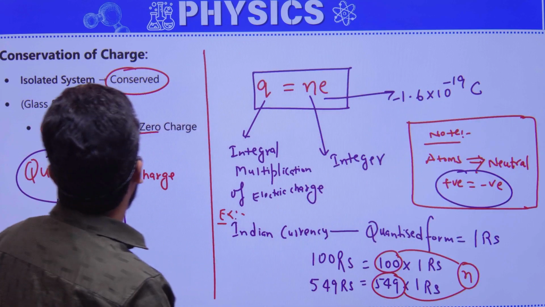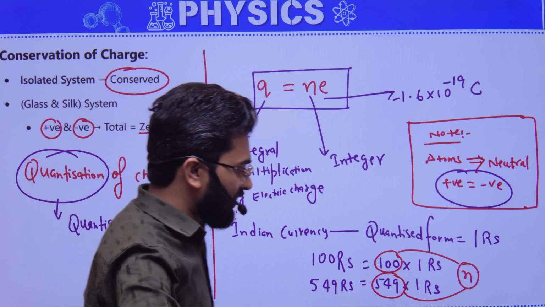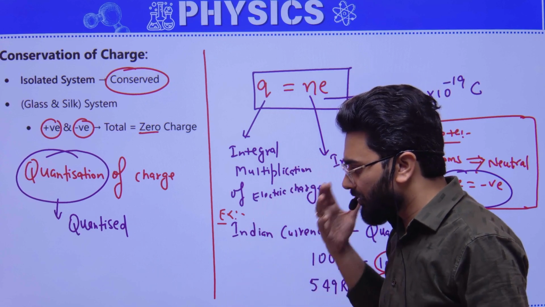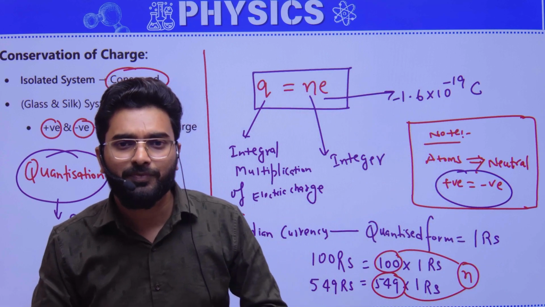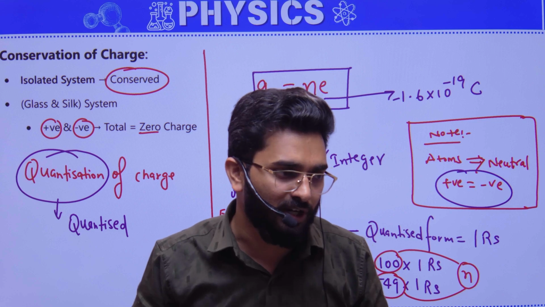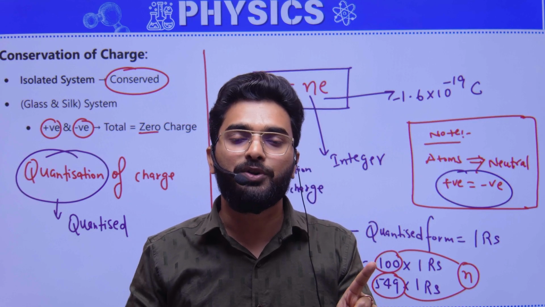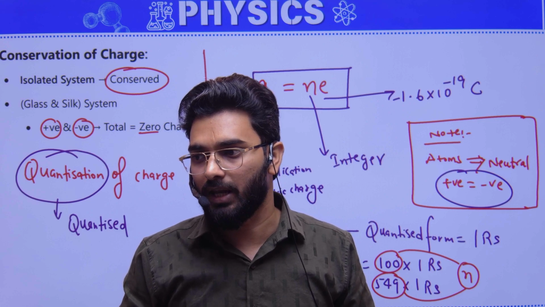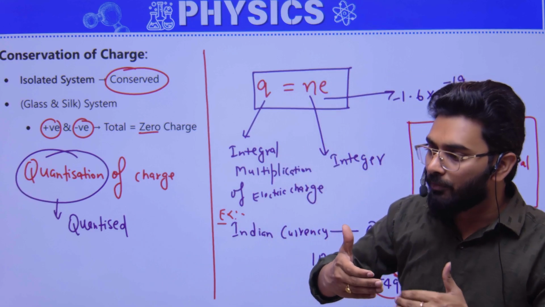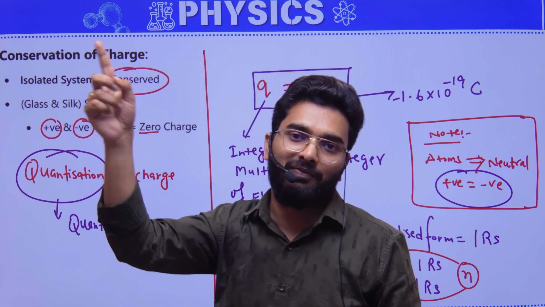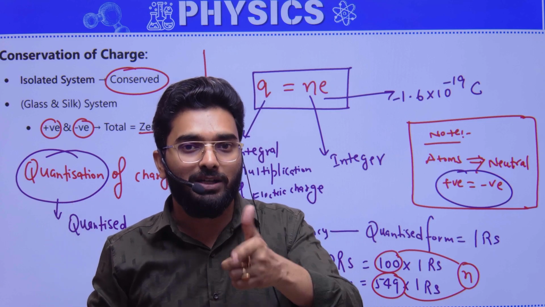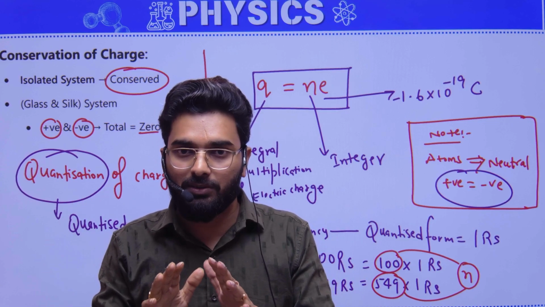Next, conservation of charge, like conservation of energy and conservation of mass. You studied conservation of energy. What is conservation of energy? Energy can neither be created nor be destroyed. It is only transferred from one form to another, from electric energy to light energy, from electric energy to mechanical energy as in a moving fan, from electric energy to heat energy like a heater. So energy can neither be created nor destroyed.